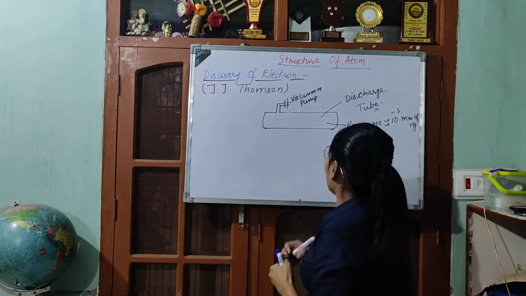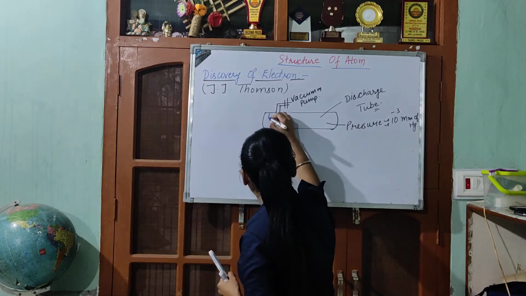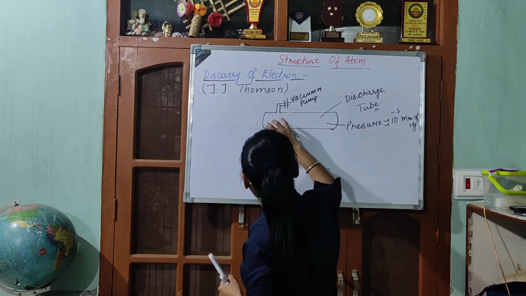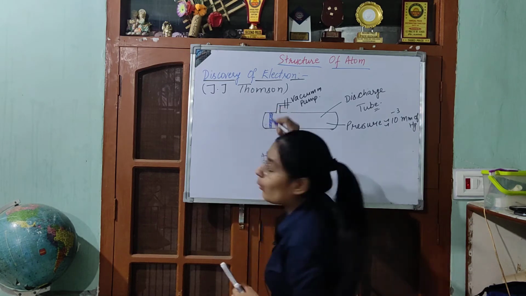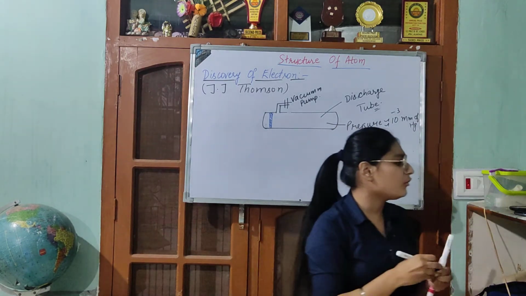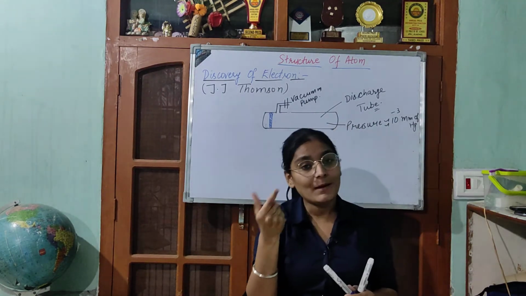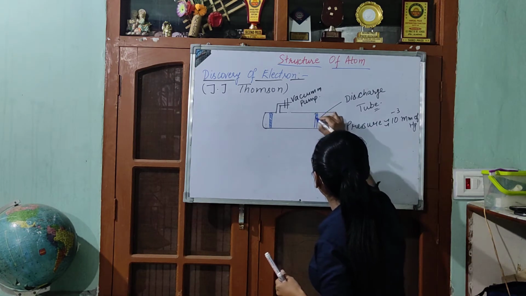The next step was that he took two metal strips inside this glass tube. Here is one metal strip. What is a metal strip? He just took a strip made up of metal. Here is another metallic strip.